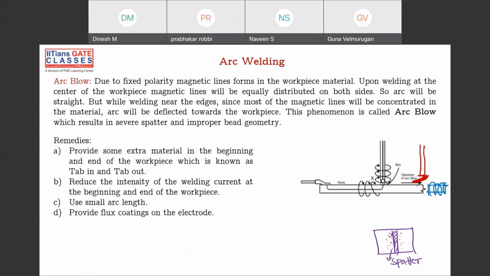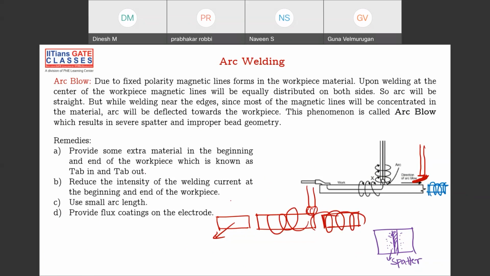If this arc blow is there, what are the remedies? Remedies are nothing but, if your workpiece is like this, you take some other piece and put it here. This is not your welding part. Take another piece, put it here, and don't join them, it's almost near. So when you're doing welding here, obviously there is some material, so the magnetic lines will be concentrated here, and the arc blow will happen. These are called tab in and tab out. If you provide them, the magnetic lines are handled here also, so arc blow will not happen, right?